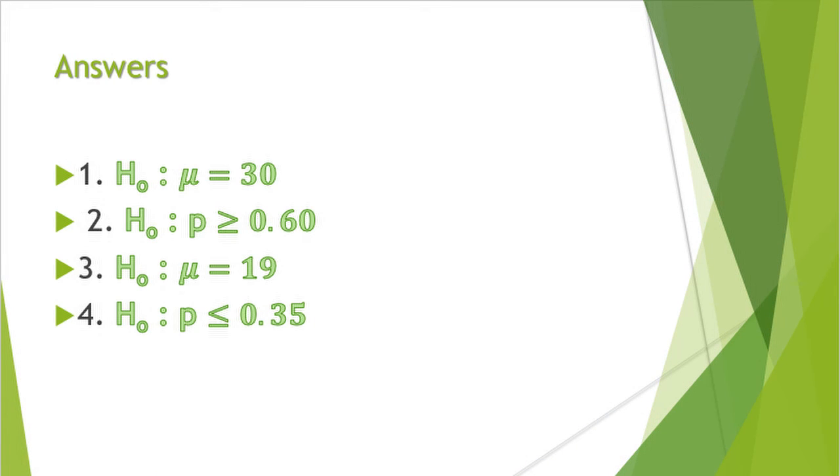Answers. Number 1. H0, mu is equal to 30. Number 2. H0, P is greater than or equal to 0.60. Number 3. H0, mu is equal to 19. Number 4. H0, P is less than or equal to 0.35.